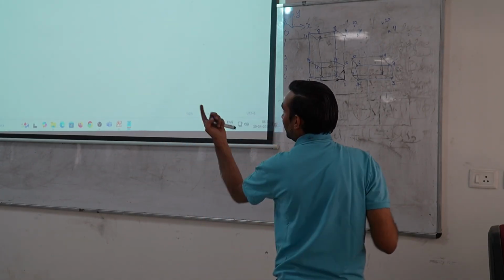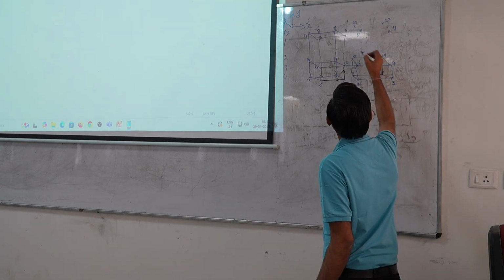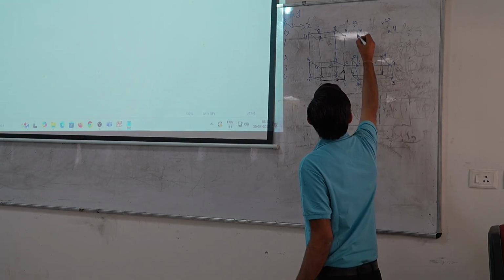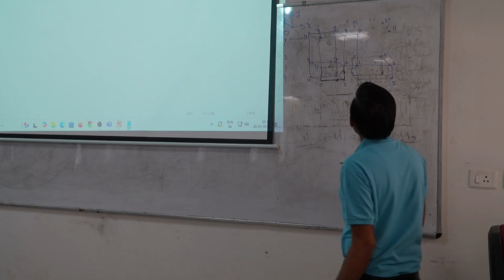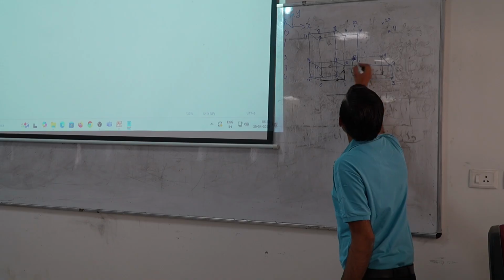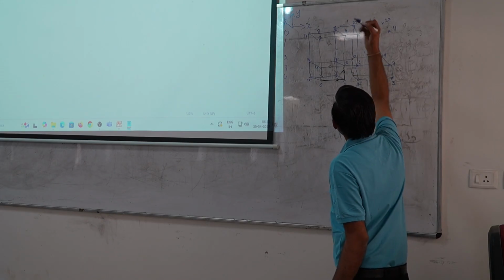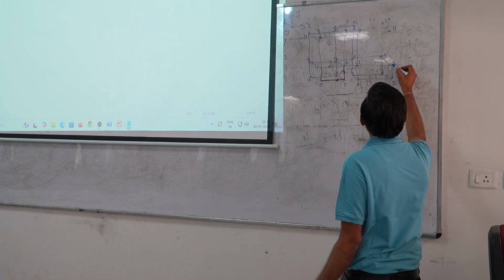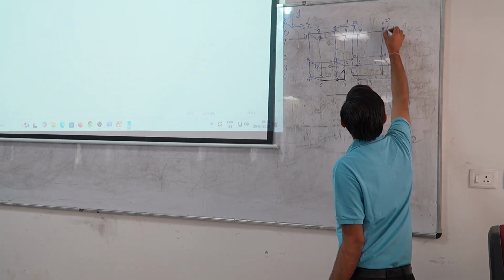5, 6, 10. Oh, sorry, this is 10, not this one. What should be the sequence? Next? 17, 18. Next box? 11, 10, 19, 23.